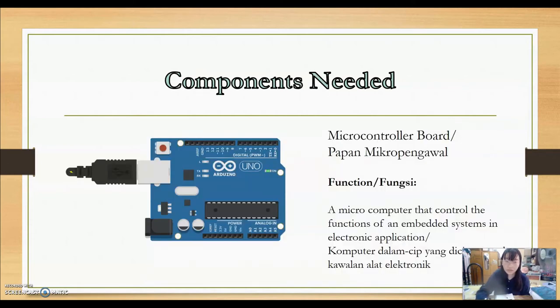So, what are the components that we need to create this model? First is the microcontroller board, or in Malay, papan mikropengawal. A microcontroller board is a microcomputer that is used to control the function of an embedded system in electronic applications, or in Malay, ialah komputer dalam chip yang dicipta untuk kawalan alat elektronik.